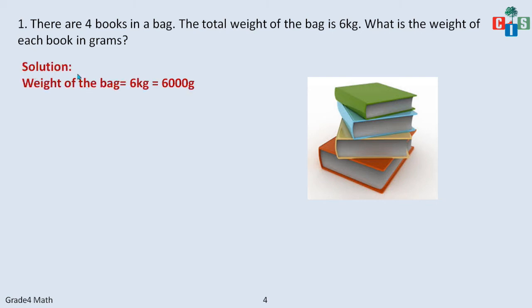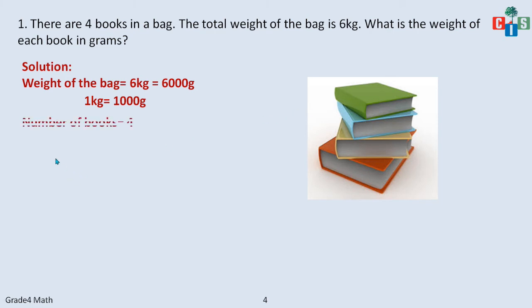Now starting with the solution, the weight of the bag is 6 kilogram, but the answer you have to find in grams. So I am converting this into gram. Fine. So 1 kilogram is equal to 1000 grams. So 6 kilogram will be equal to 6000 grams. Yes. So now the weight of this bag is 6000 gram.